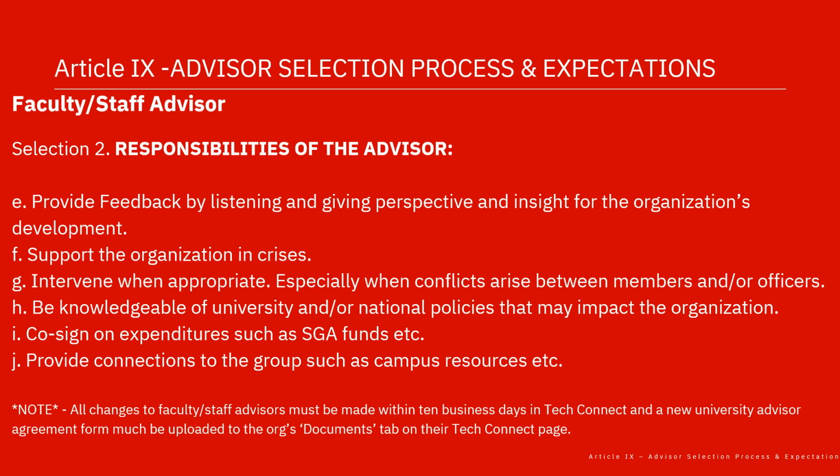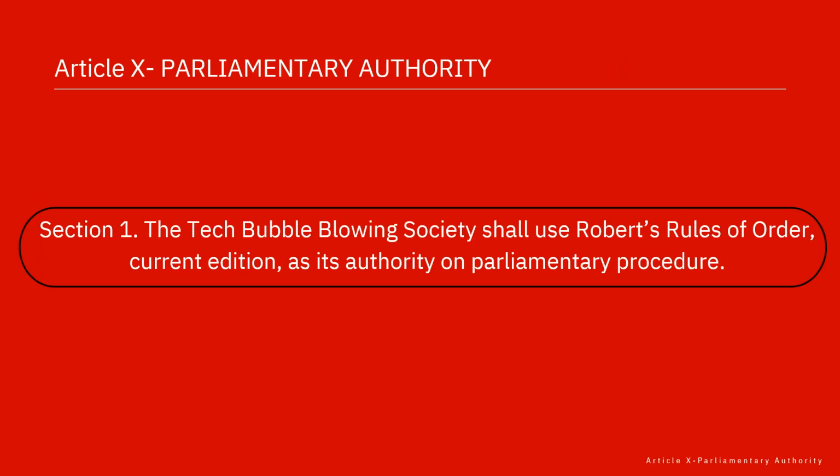It's also important to note that any and all changes to the faculty staff advisor section should be made and edited within TechConnect 10 days after it has been voted on by your organization. And also your university advisor must be notified. If for whatever reason you are changing your advisor fully during the school year, in which it is not during the annual re-registration process, our office must be notified within 10 days of that as well too, so we can update that within TechConnect.